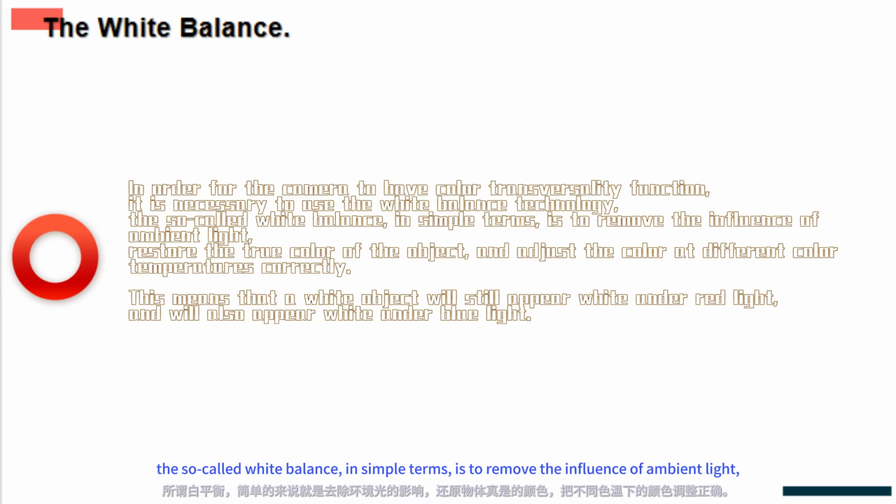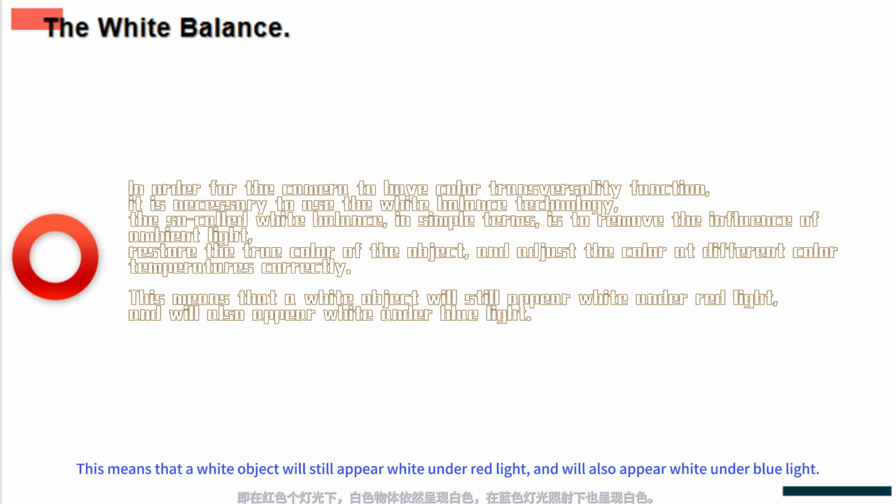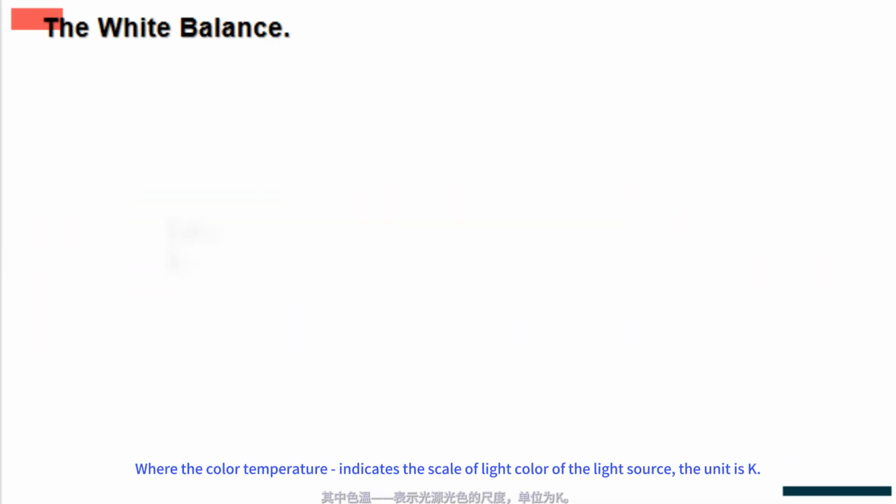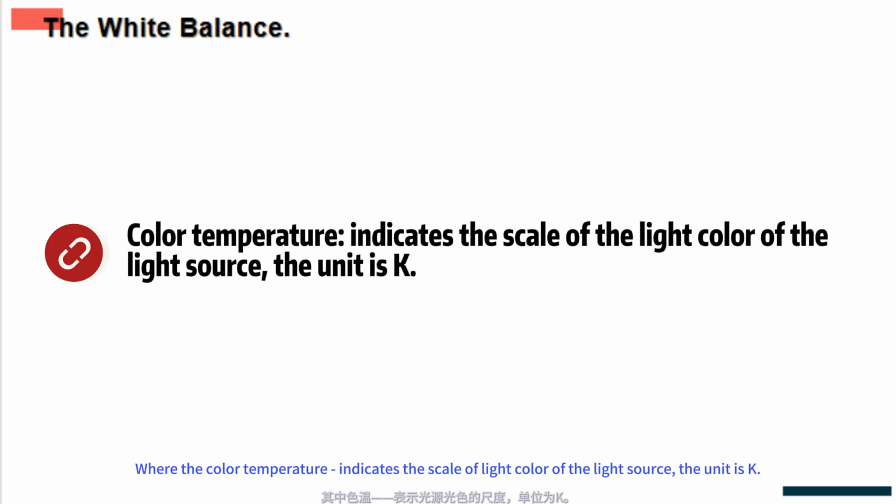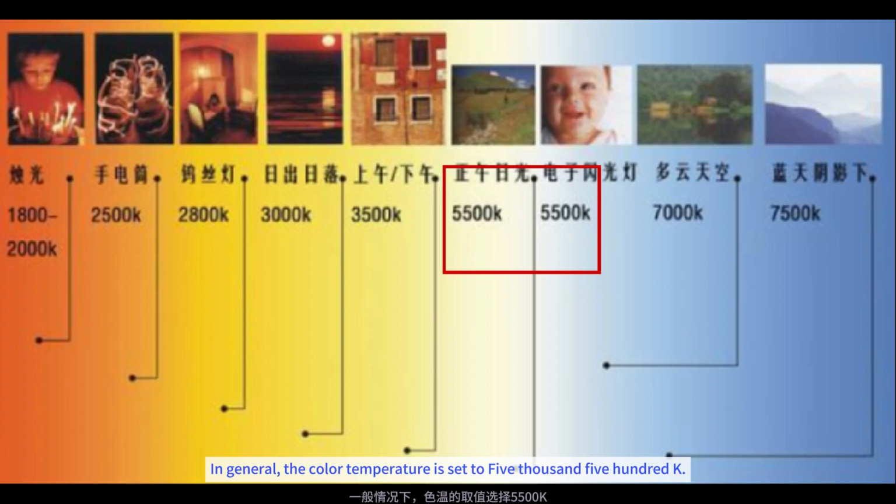The so-called white balance, in simple terms, is to remove the influence of ambient light, restore the true color of the object, and adjust the color at different color temperatures correctly. This means that a white object will still appear white under red light, and will also appear white under blue light, where the color temperature indicates the scale of light color of the light source. The unit is K. In general, the color temperature is set to 5500 K.